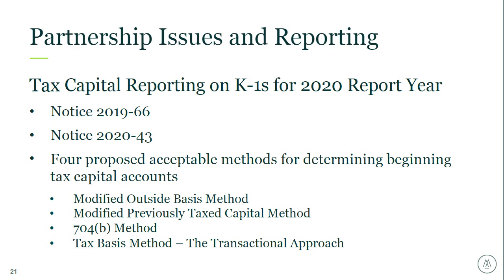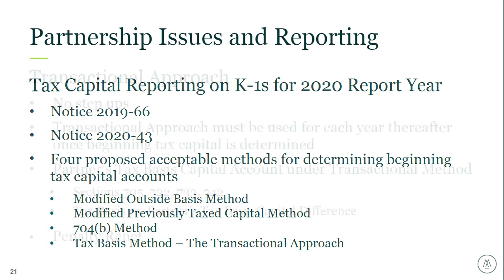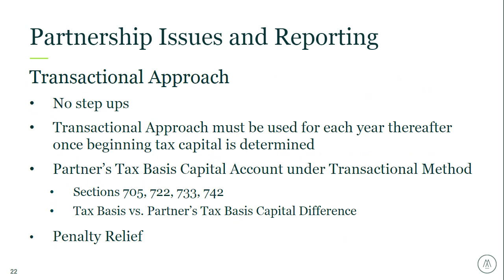Third method, 704B, which is essentially taking all of the 704B capital accounts, which are the economic capital accounts, plus or minus any 704C gains and losses. The fourth method, which I think is what everyone's most familiar with, is the tax basis method, also known as the transactional approach. And this is really what everyone's used to. It's using the standard provisions under 705, 722, 733, and 742. But essentially, increasing the capital account by any cash contributed, property contributed, items of gains and income items, minus any distributions of cash and property.